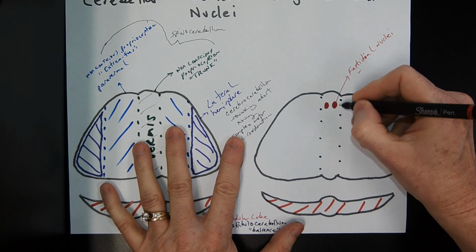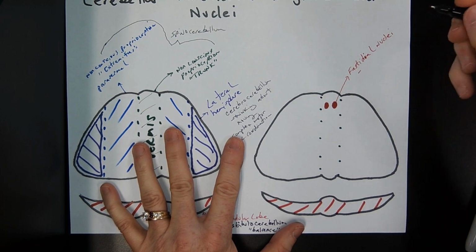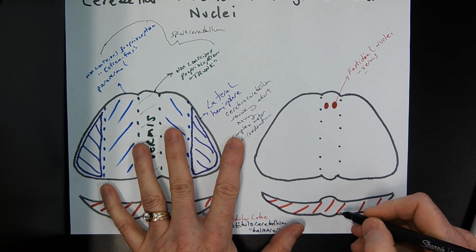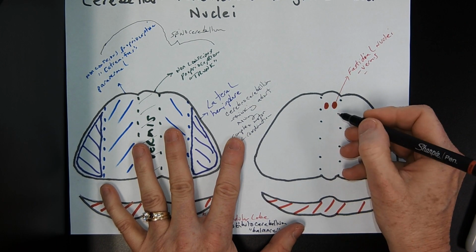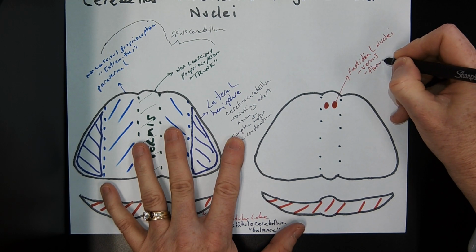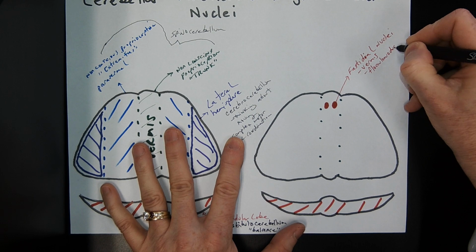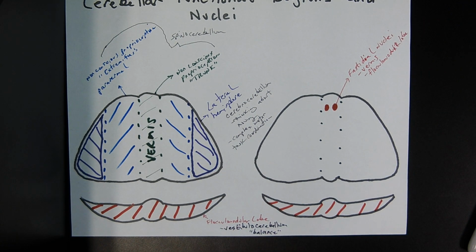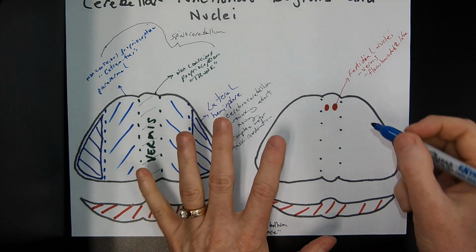Okay, and they're associated with the vermis. Any information coming from the vermis goes through your fastigial nucleus, and they're also associated with this floccular nodular lobe, which also works through the fastigial nucleus. So, vermis and floccular nodular go through the fastigial nucleus. Okay, next set of nuclei. They all come in pairs, one for the right side, one for the left side.